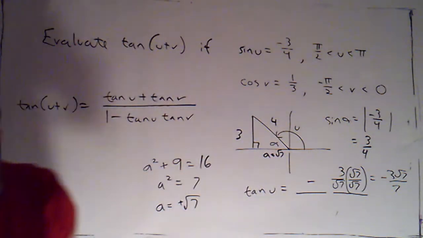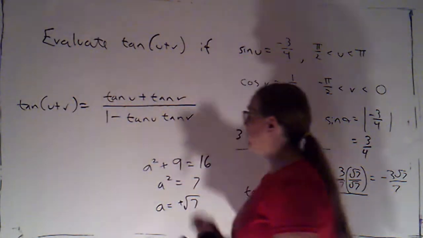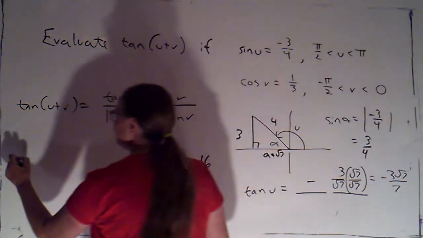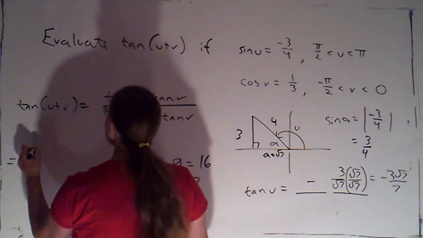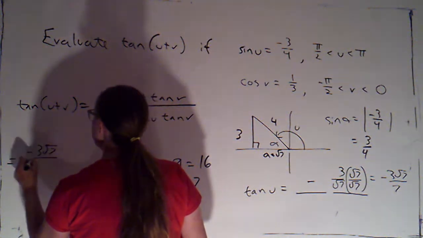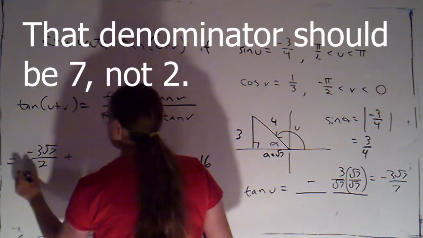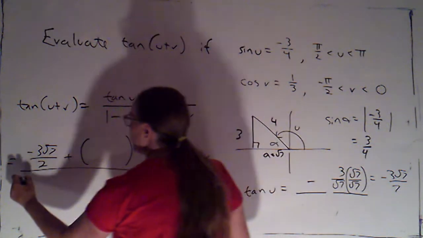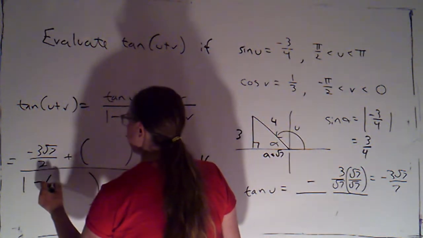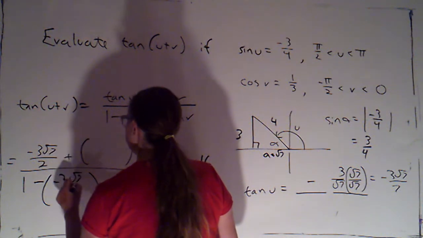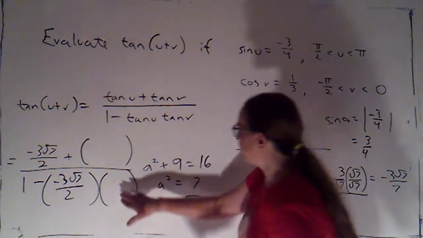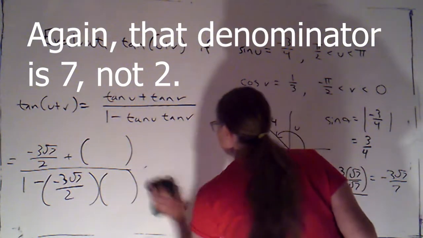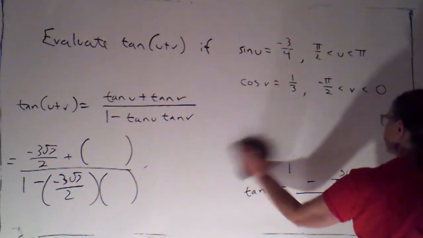What I'm going to do is plug that into the formula so that then I can erase this work and we can figure out tangent of v. So we're going to have negative 3 root 7 over 7, plus I still have to figure out what tangent of v is, and that's what's going to go here, over 1 minus tangent of u, which we said was negative 3 root 7 over 7. And we've got to figure out what tangent of v is, and that's going to go here as well. So let's now figure out tangent of v.